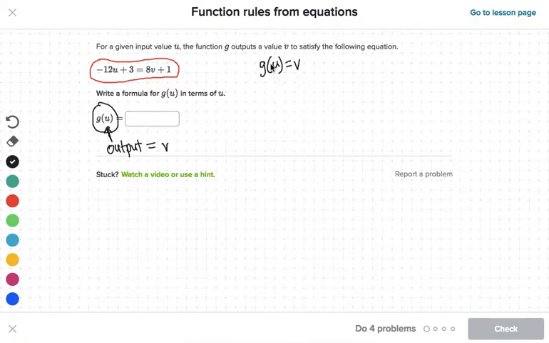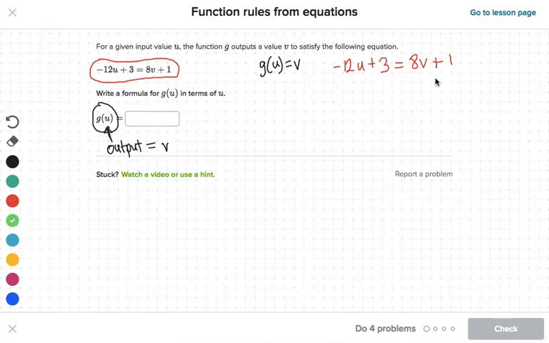So your input is already given to you, so that's the variable you ignore. And the other variable is the variable you solve for so that you can replace it with g of u. So let's take a look now at this equation. We have negative 12u plus 3 equals 8v plus 1. And remember that we're looking to solve for v so that we can actually replace g of u with v. So that actually becomes quite an easy task.